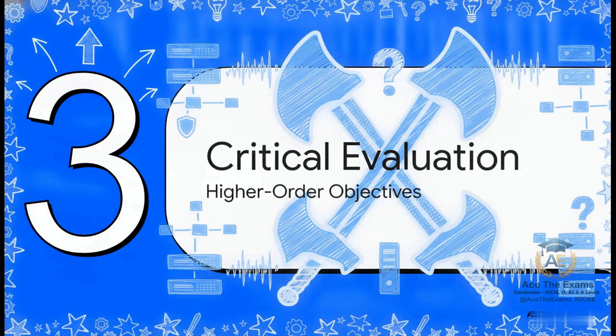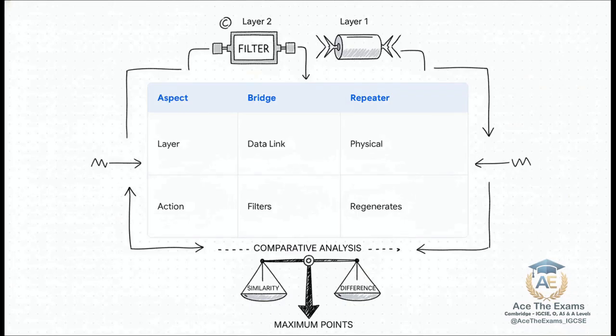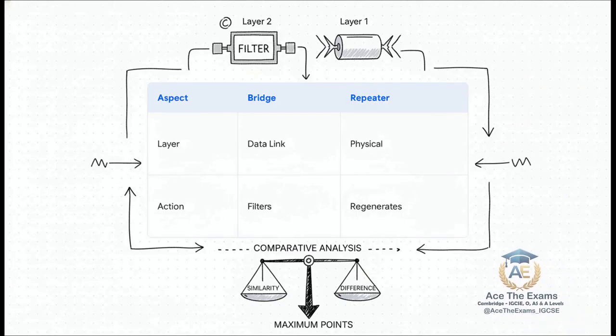All right, let's get into Section 3, Critical Evaluation Skills. This right here is the true battleground for the A and A-star grades. You need to know that examiners absolutely love comparative analysis questions. They'll throw something at you like, compare the use of a bridge and a repeater in expanding a LAN.